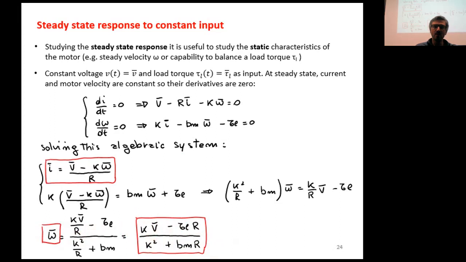And what does this equation represent, in your opinion? Is it linear? We want to compute the dependency of this steady state velocity with respect to the load torque, so the torque that we want to be able to generate for our actuator, for our link, to move our link. Is it linear? So omega is linear with tau L.